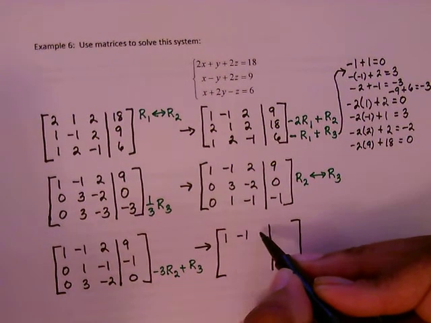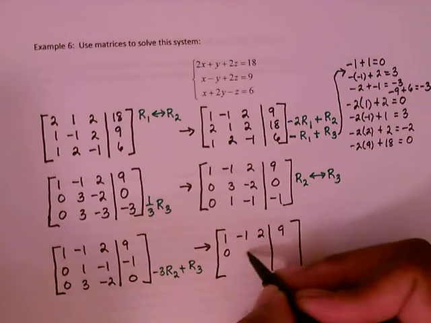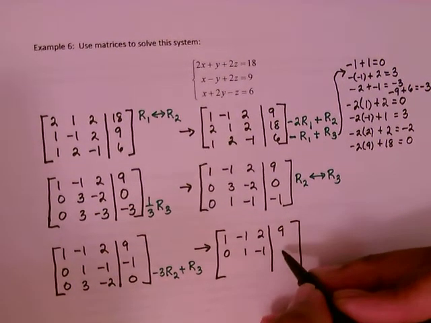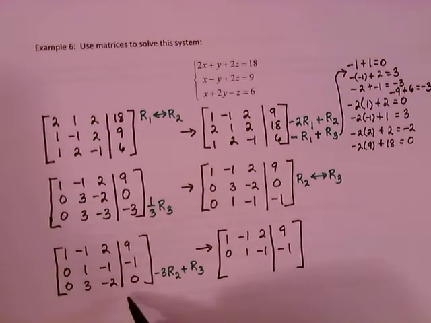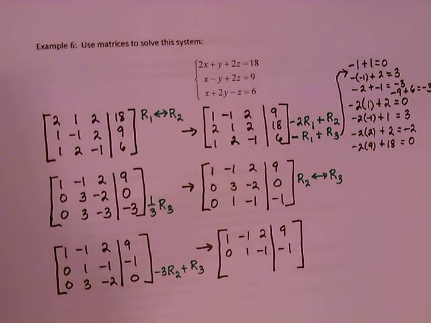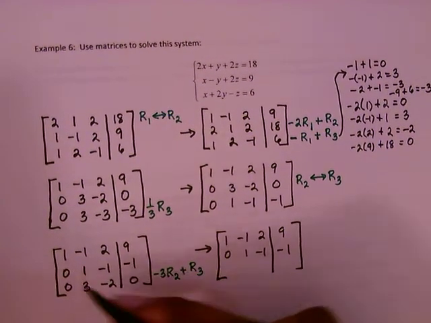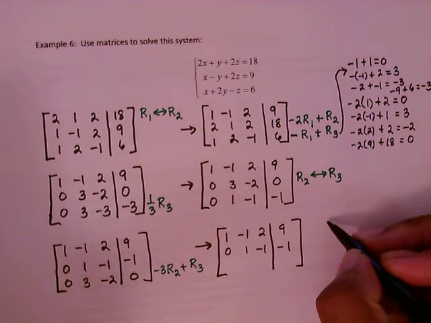The first row stays the same. The second row stays the same. The third row is going to change, and it will be this: taking negative 3 times what's in each element in row 2.